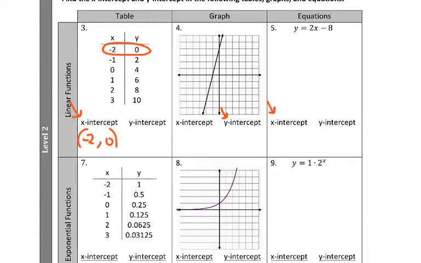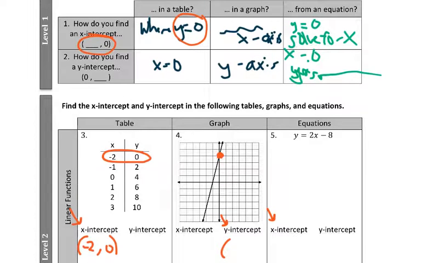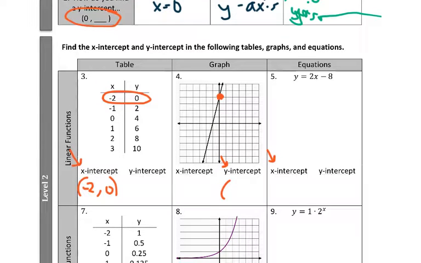And for a graph, to find the y-intercept, we find where the line crosses the y-axis. I think it was right here. And remember, right here I have a hint. Our x-intercept always looks like that. Our y-intercept always looks like that. So our y-intercept is going to be (0, 4). That's the ordered pair for that point right there.